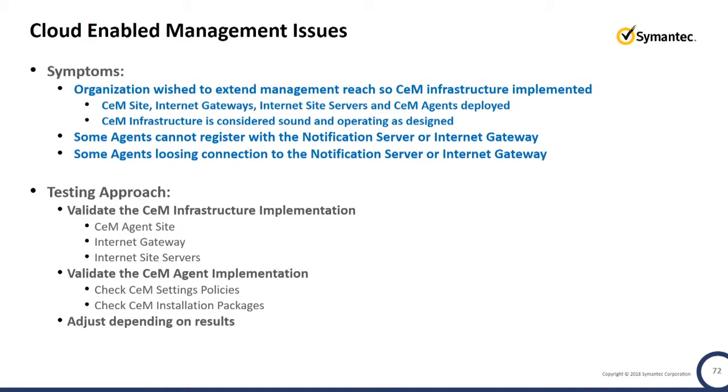Validate the SEM infrastructure first. Make sure that all the components are working properly. If you have internet sites with defined internet site servers or internal site servers, check those. Check the SEM agent site. That is the basic thing you start with. That's the first website you create when you implement cloud-enabled management. Make sure that's up and running, and check all the components. Then move to the agent and see if it's on that side and adjust any of it as applicable.